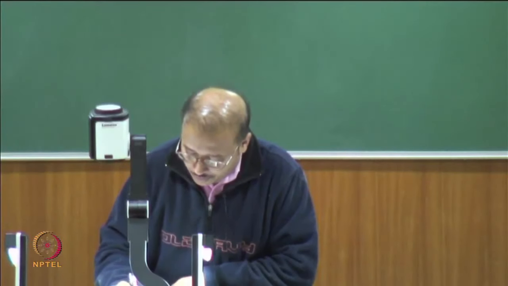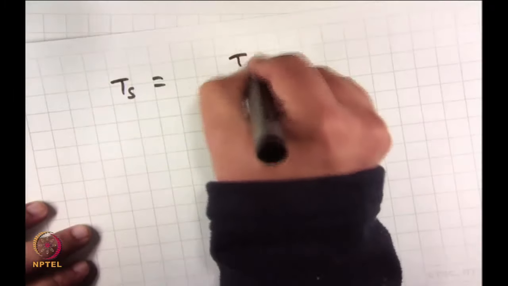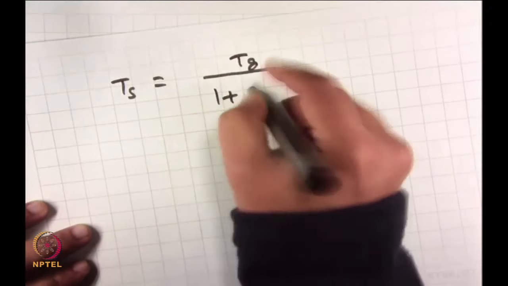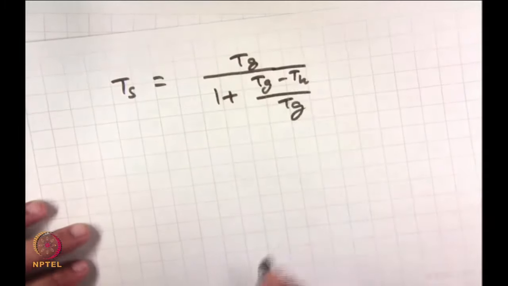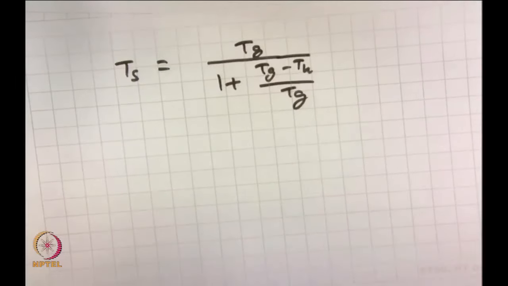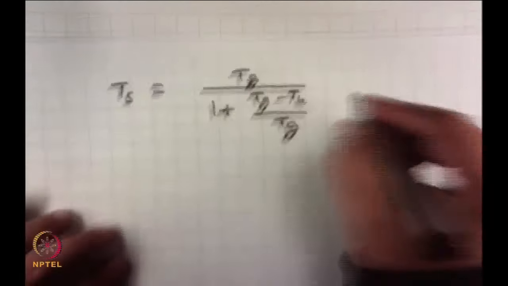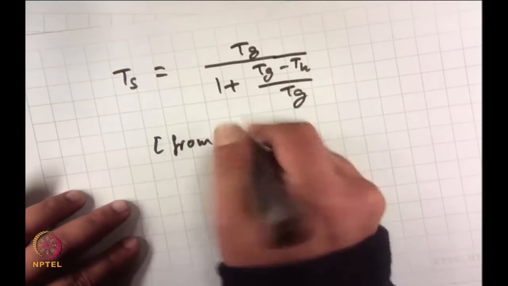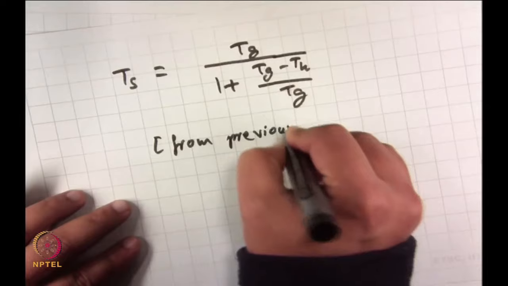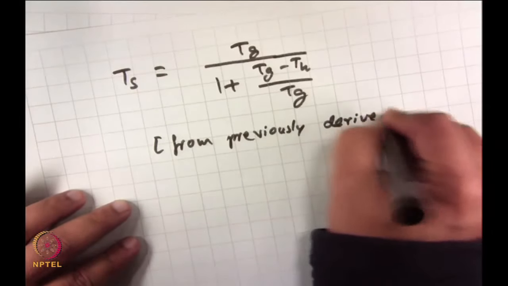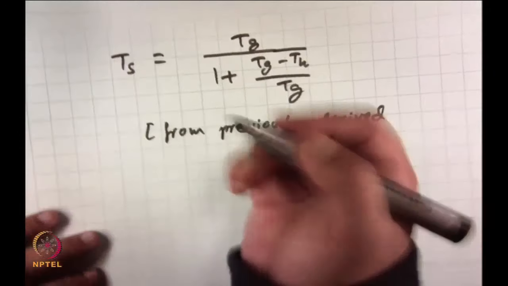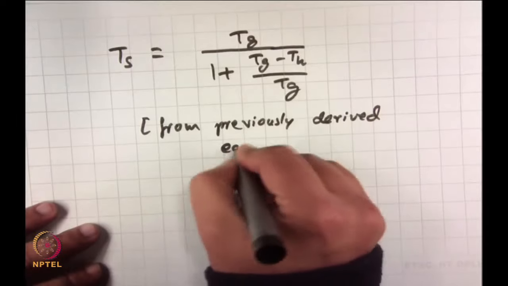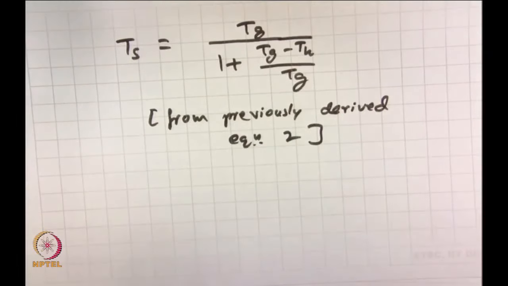So, what I can then replace it by is Ts is equal to T of G times 1 plus Tg minus T of H over T of G, because I know what delta H by delta Cp is. So, I can write from previously derived equation 2, and then we further simplify it.